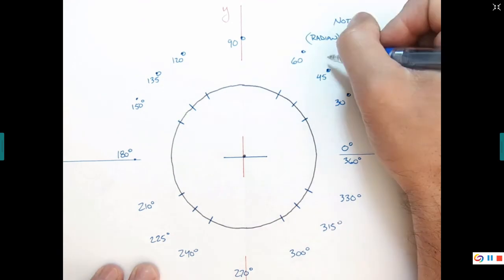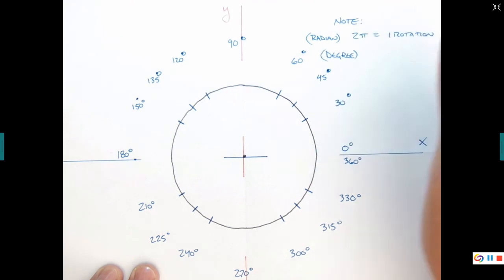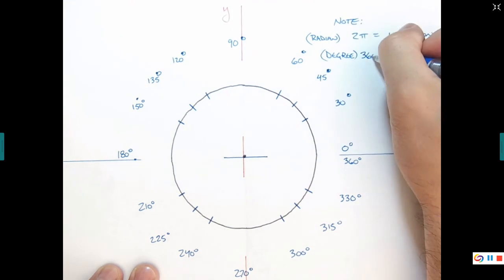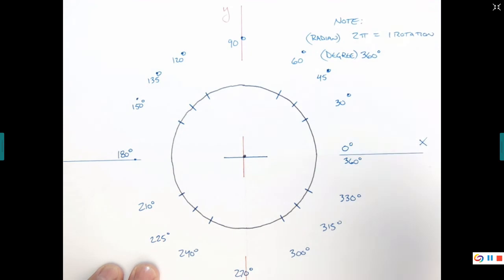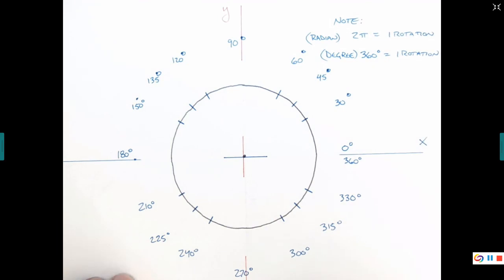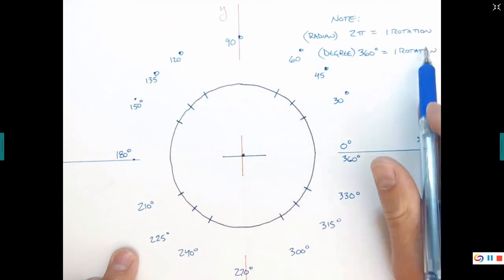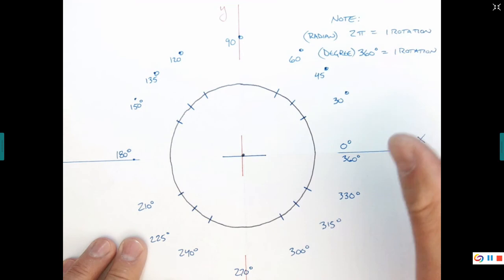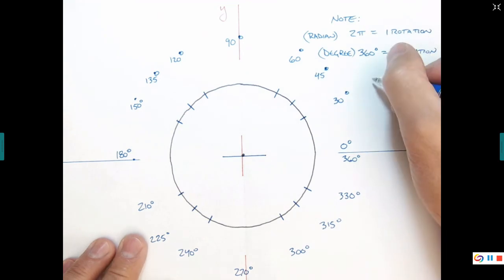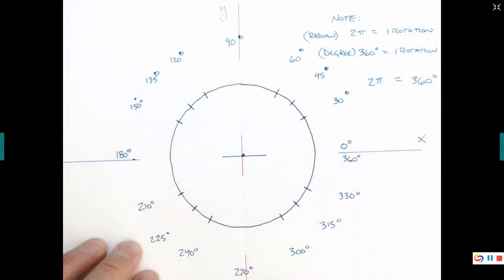Now in degree measure, there's 360, and then I'll use the little symbol right here for degrees, and that's one rotation. So what we'll do is we'll want to make sure that we know 2 pi and 360 degrees are both one rotation. So our takeaway here is 2 pi is equal to 360 degrees.